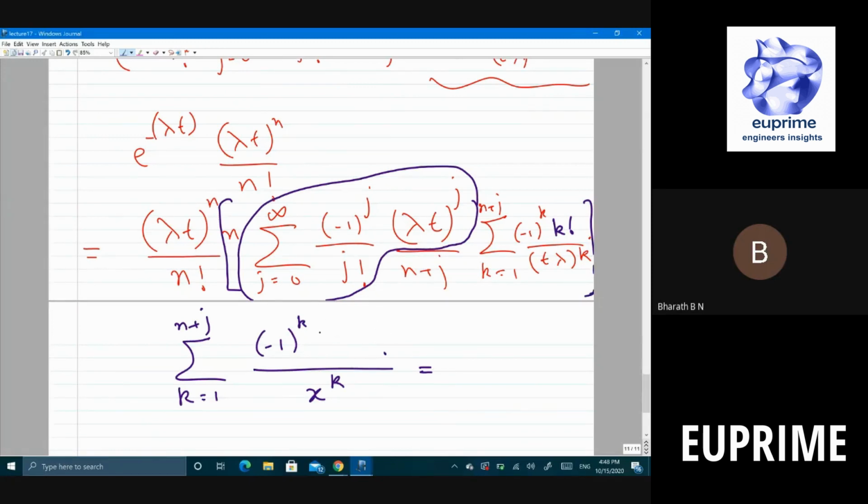So what is k factorial divided by x power k, minus 1 power k, summation k equal to 1 to n plus j? So what is this? Can you say something about this? There is also 1 upon n plus j outside that, so it's kind of averaging, like we are summing and then averaging. Yeah, so that's what we are looking at. But will it be 1? No, not 1, n.